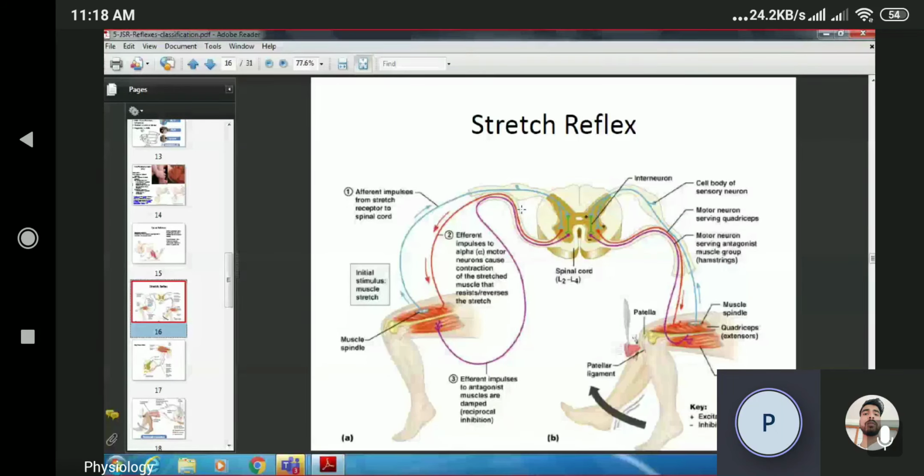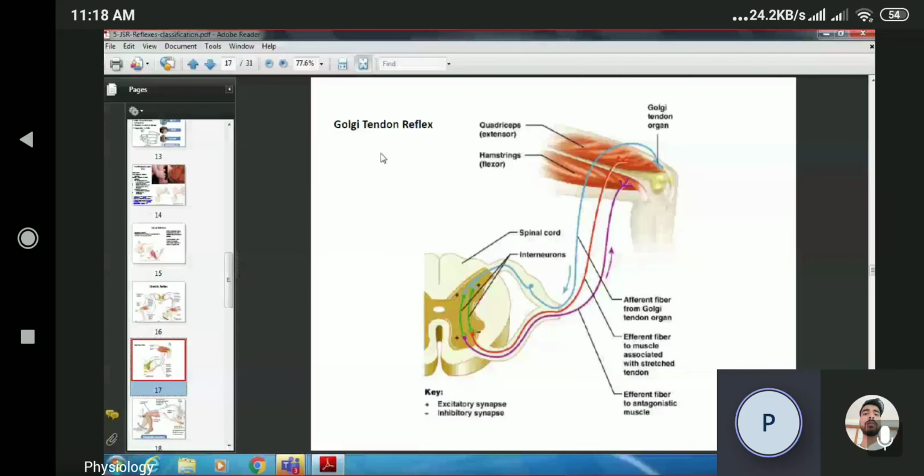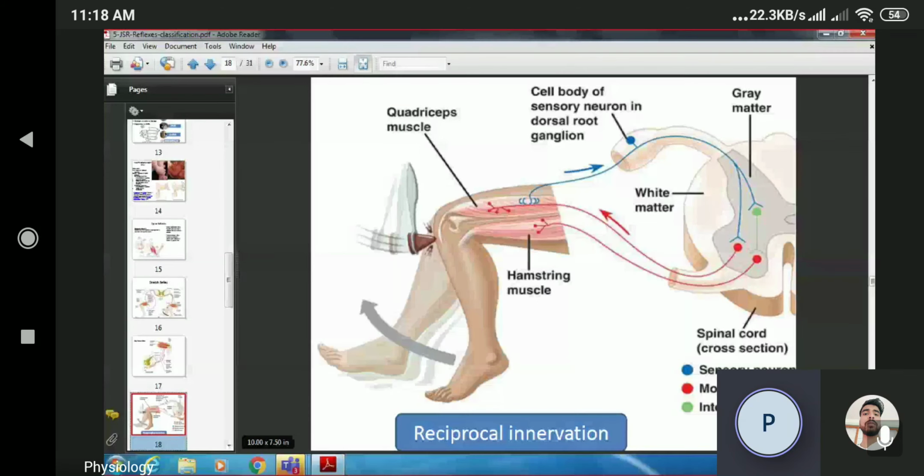Another is the Golgi tendon reflex. In this case, when the weight becomes excessive, there is a chance of the muscle tearing. So to prevent the muscle from tearing, the Golgi tendon organ receptor gets stimulated and muscle relaxation occurs. Okay, and the muscle doesn't rupture. That is called the Golgi tendon reflex, also known as bisynaptic reflex.